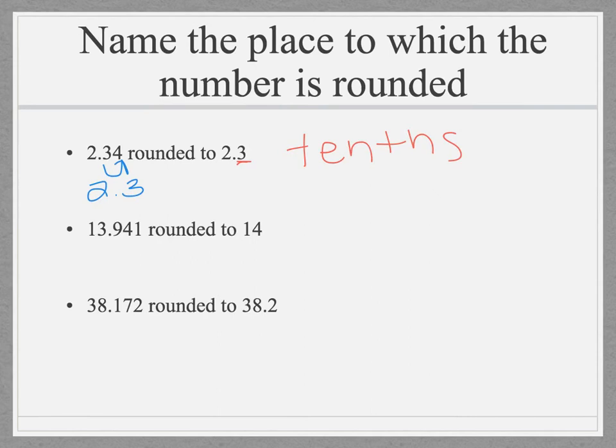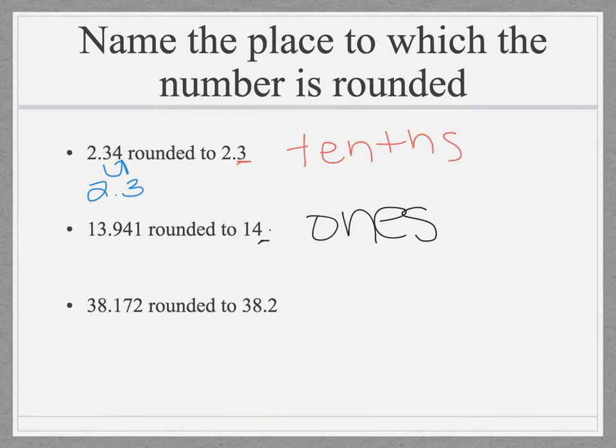Next, we have 13 and 941 thousandths. That rounded to 14. We don't see a decimal in that number, meaning that imaginary decimal must be at the end there. So they rounded here to the ones place. They rounded to the ones, also known as the nearest whole number.